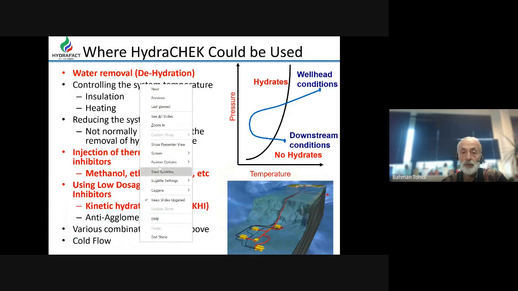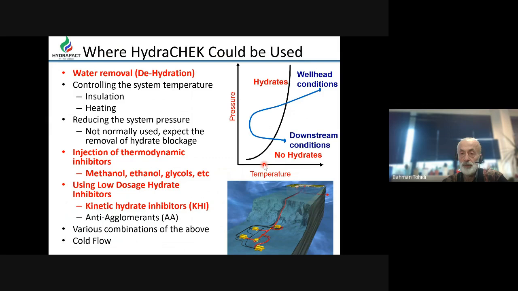Now, I was thinking of where HydraCHEK can be used. So a typical pipeline, this is Ormen Lange in Norway. You see that the main reservoir is around 1,000 meters below the sea level. And the temperature here could be -2 degrees. So the temperature here initially is high and then drops, and then as it comes to shallow water, it warms up.